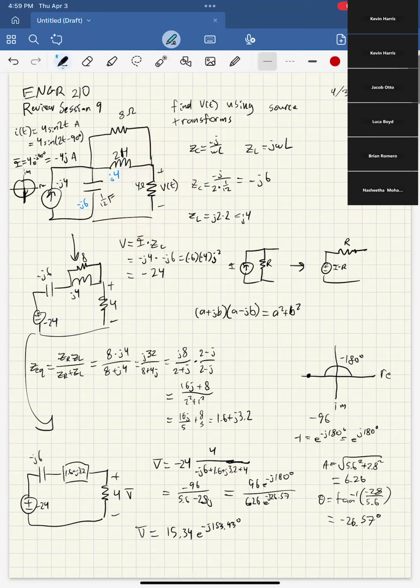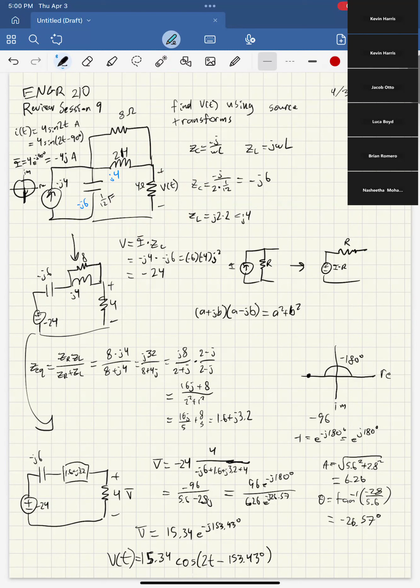We want it in time domain because the question started in time domain, so we just switch it back. That's as simple as plugging it in: you put the amplitude on the amplitude and the phase in the phase. So it would be 15.34 cosine. We bring back that 2t minus 153.43 degrees. And that's how you do that question from the quiz.